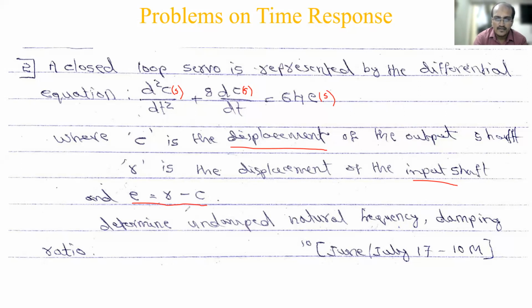So you have to determine the undamped natural frequency and the damping ratio. Only two they have asked, not like the previous one where they asked the response and all. They have not asked that. So they have asked the omega n and zeta.